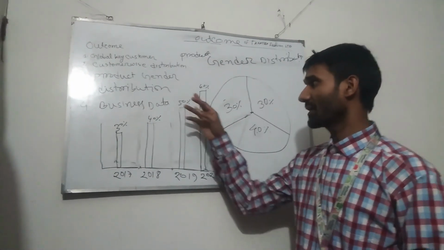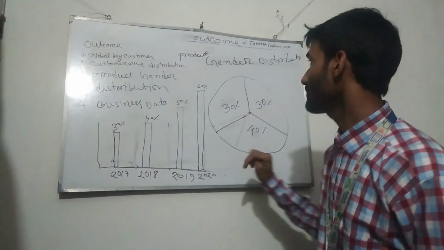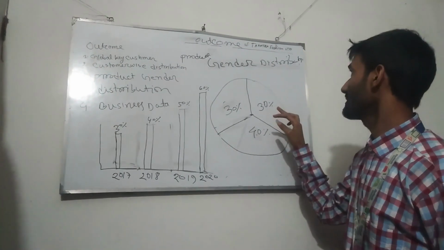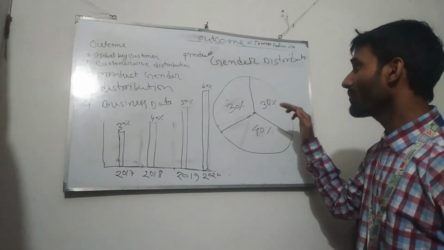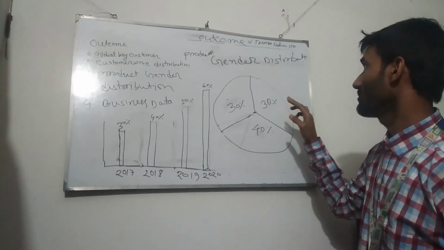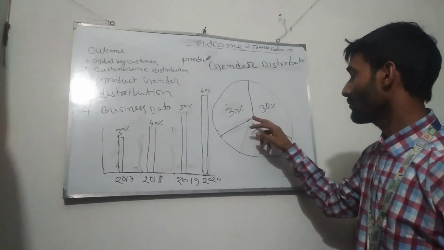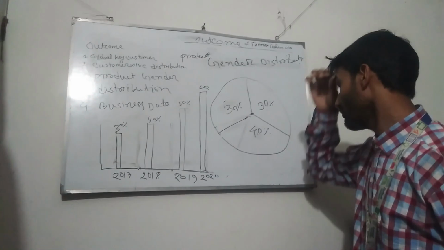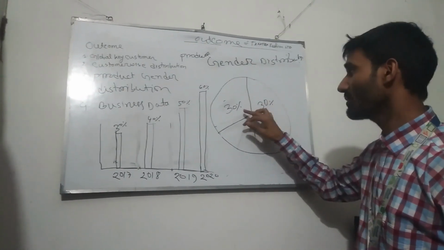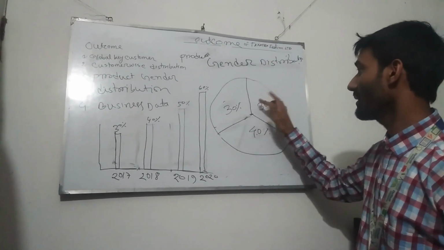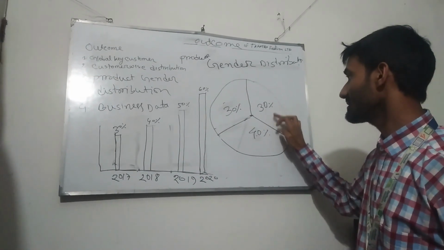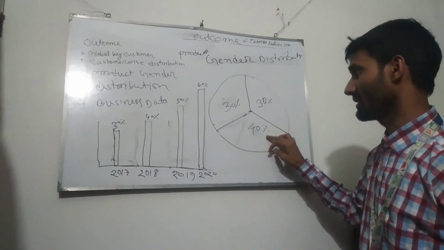I will discuss product gender distribution. Product gender distribution means, of the whole products of Taratex Fashion Limited, 30% are men, 30% kids, and 40% women.